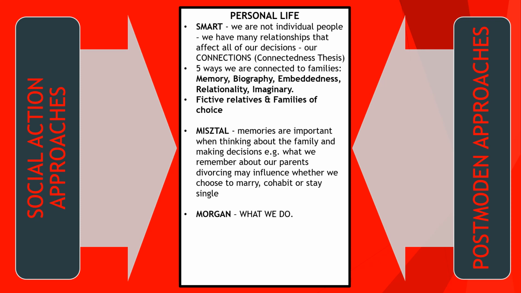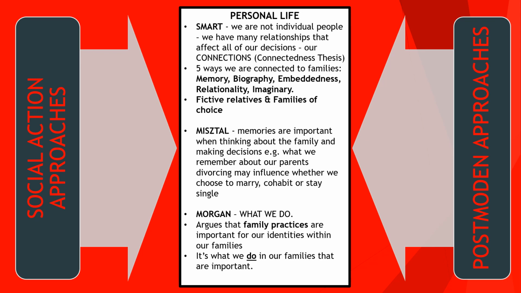And then Morgan talks about what we do. So it's our role in the family. Family practices are an important part of shaping our identity within our family. So taking the bins out once a week, doing the washing up every other night, cooking a family meal, our role in the family justifies, identifies, secures our place in the family overall. So it's really what we do in the family that is important. And there we have it.